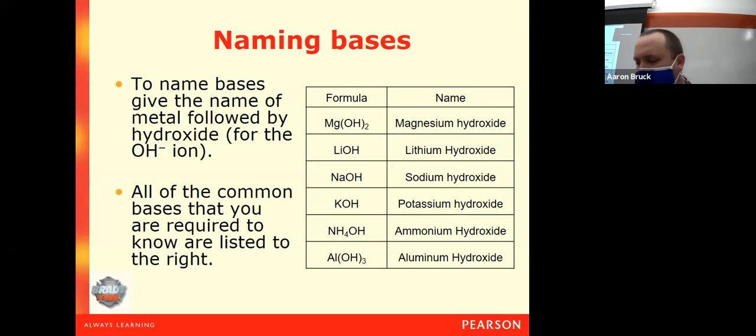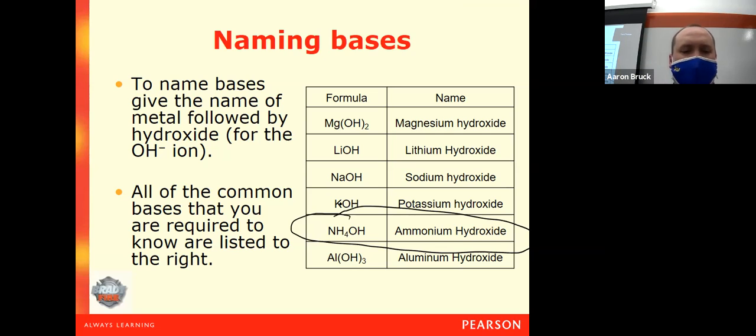The only one that doesn't follow that pattern, it's the same exception we've been talking about, is ammonium hydroxide, the NH4OH. These 6 bases are the ones that you do need to know both in name and in formula. They are that common.